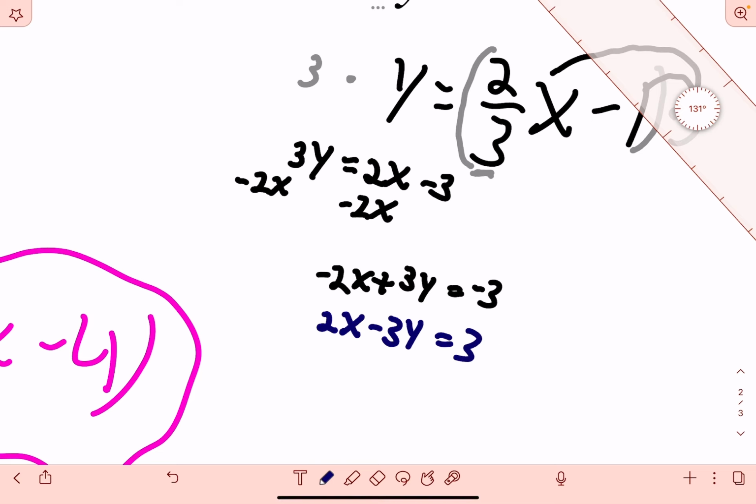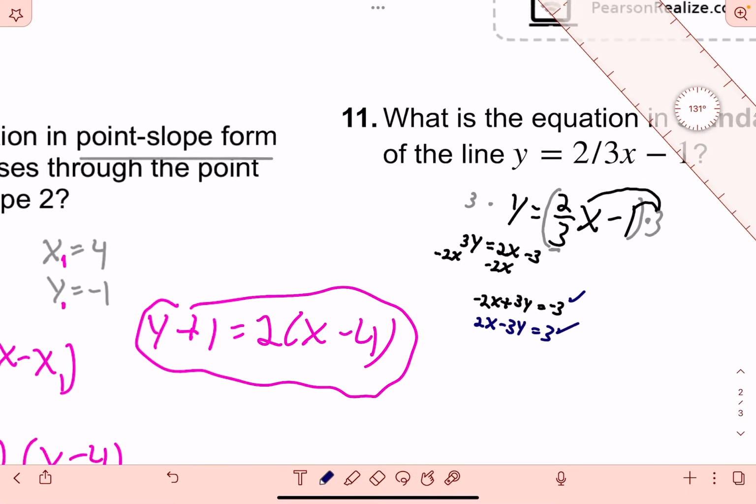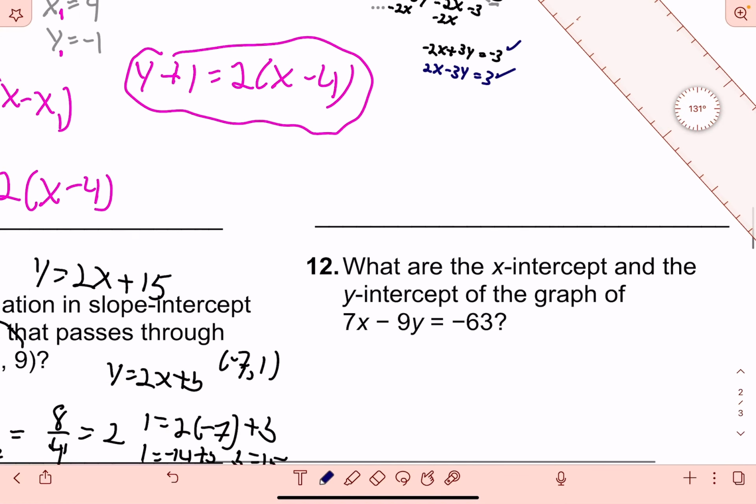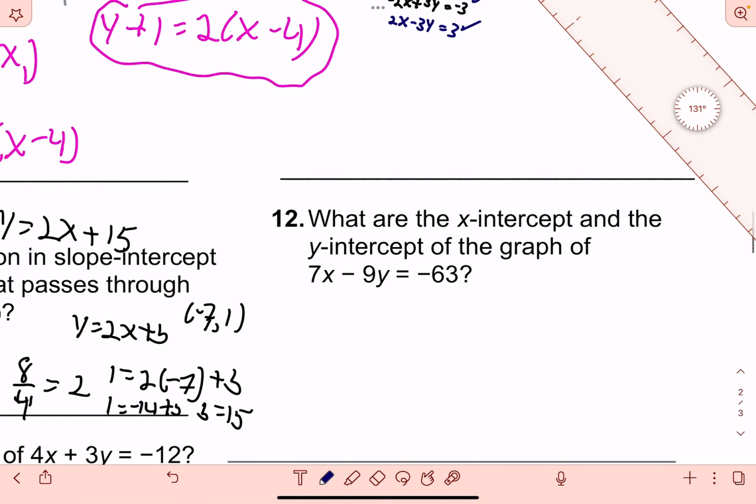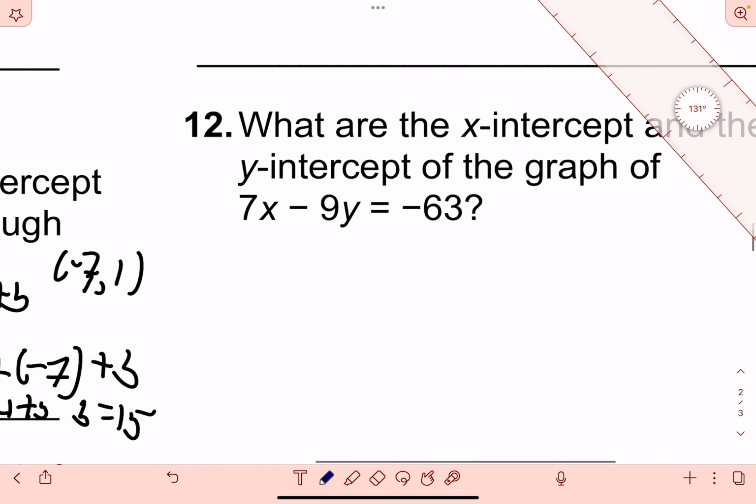Both of them give you the same y-intercept of negative 1, and they both give you the same x-intercept of 3/2. So either of these would work. This works and so does that. Just be aware there's more than one way to skin a cat, because I've done them all. On this problem, all they care about is the x and y intercepts.